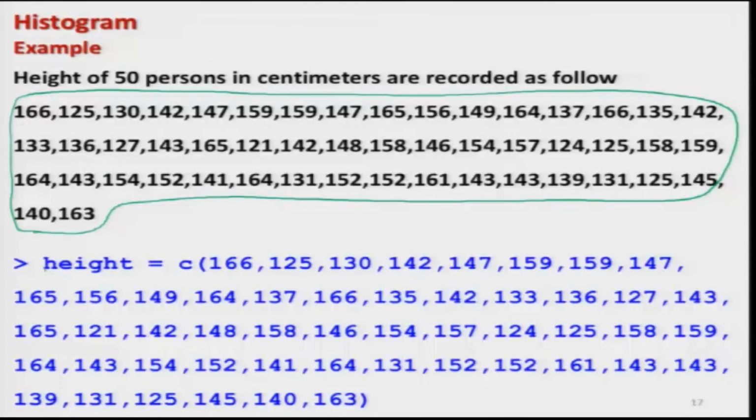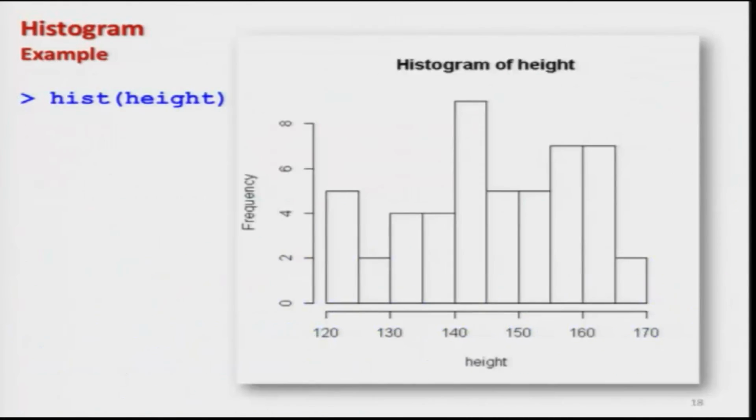So, I try to store all this data into a variable, height, using the command c. And after this, if I use the command hist over the variable height, we get this type of graph. So, you can see this is giving us the intervals 120 and 125, then 130, 135, 140 and so on.